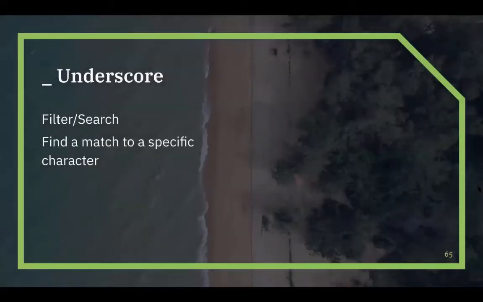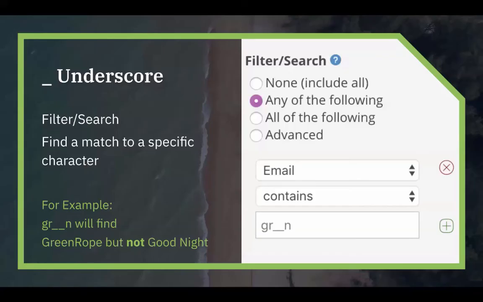The next option, an underscore, is just a single letter placeholder, where the % sign was for multiple variables. Underscore is just a single match. So for example, if you were trying to find green, you would do 2 underscores N, which will find green, but it will not find good night because it's trying to find the single placeholders here.